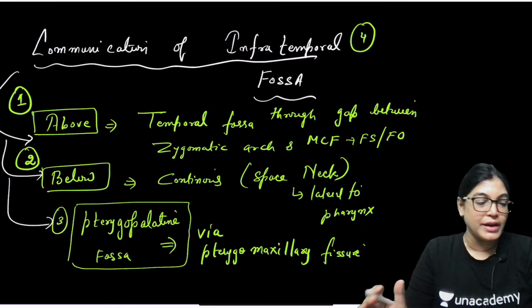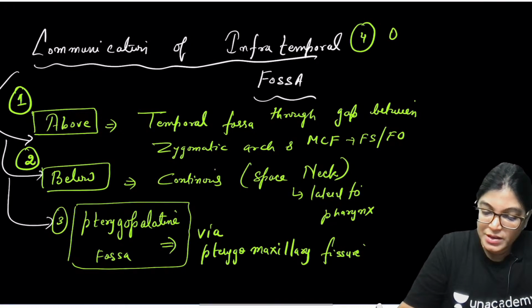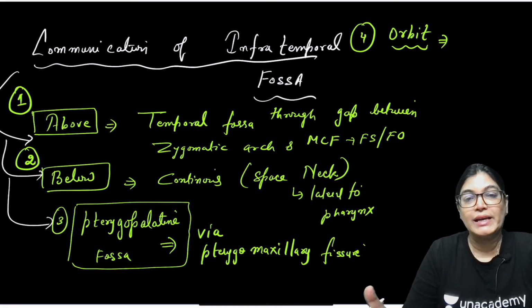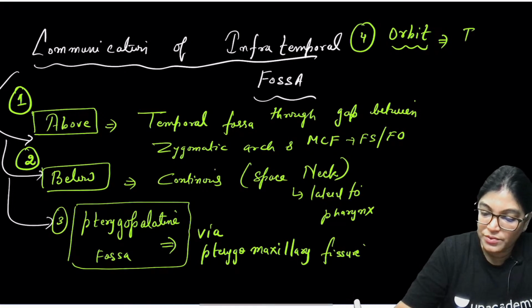The fourth and very important communication of the infratemporal fossa is with the orbit. So it is also forming a communication with the orbit. And what is the route? It forms a communication with the orbit through the inferior orbital fissure. Through which structure? Through the inferior orbital fissure.